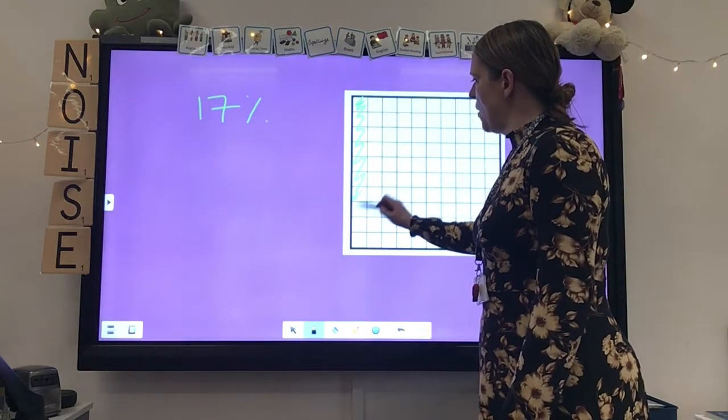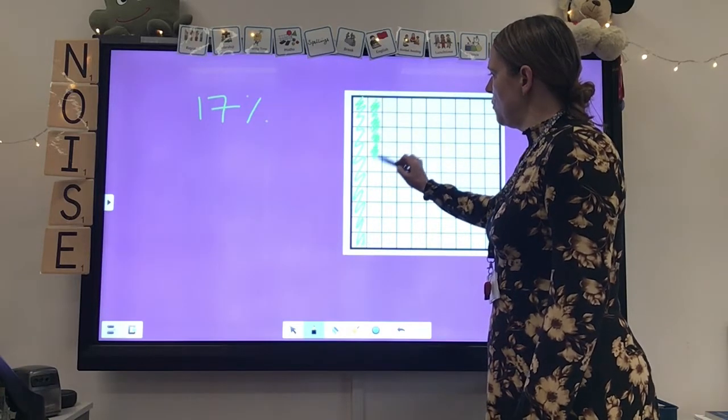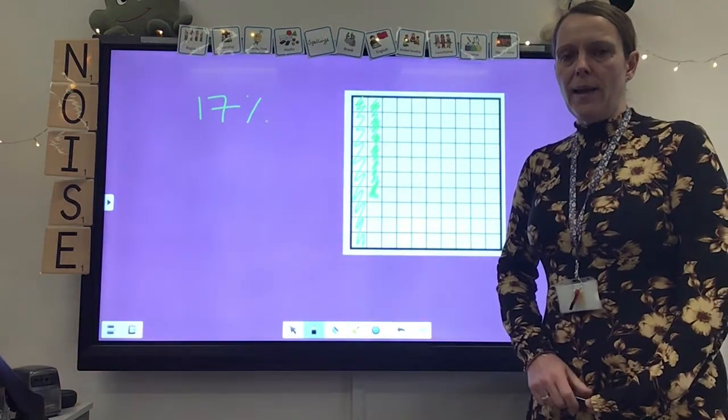Whoa, and I know one column is 10 and then I have 1, 2, 3, 4, 5, 6, 7. So there I have, I've shaded in 17%.